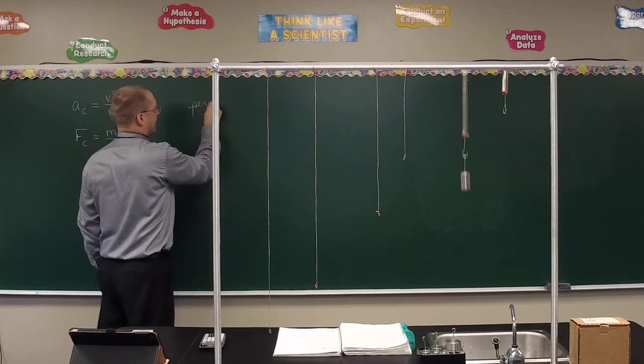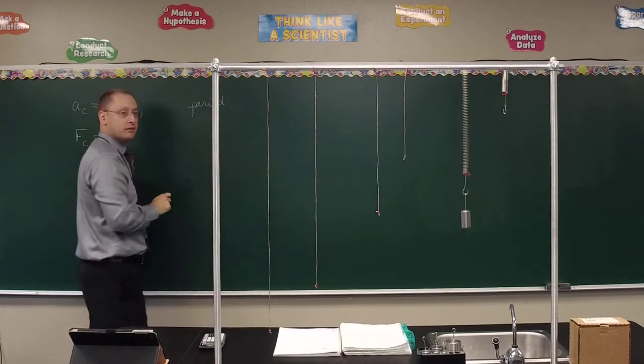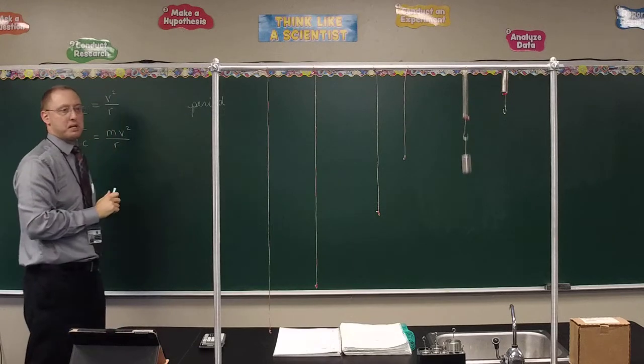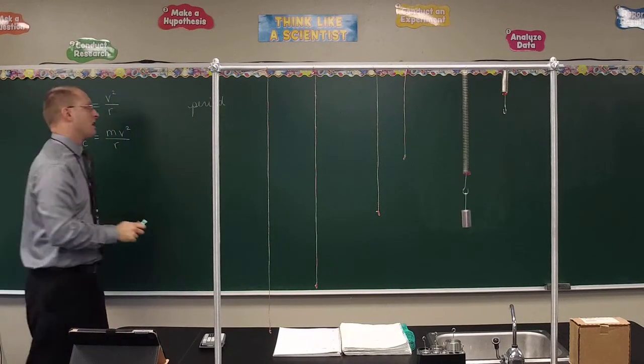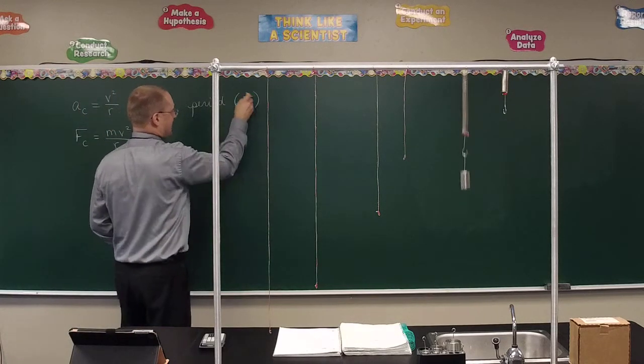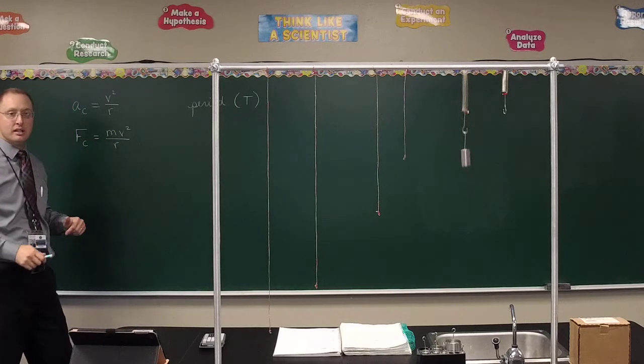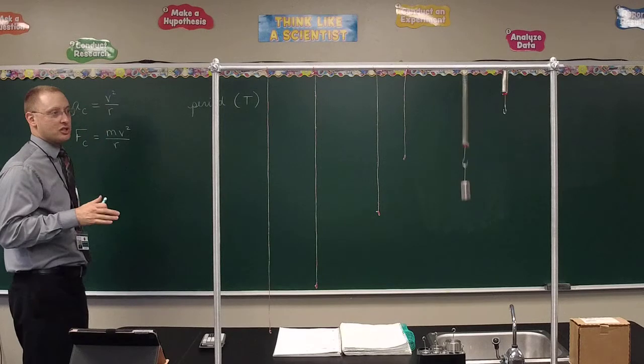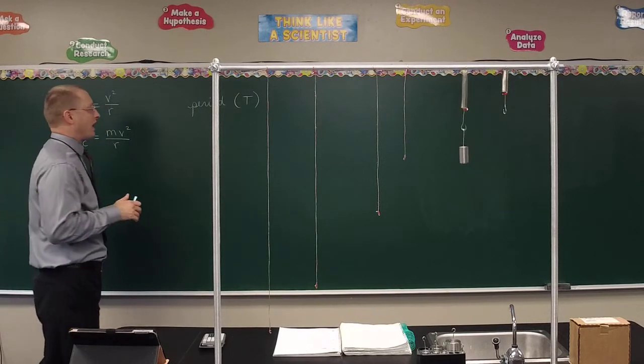How do we represent period? What letter represents period? T. Because remember, period is the time it takes. We measure period, class, in seconds, the time it takes to oscillate once. This time it's not swinging, it's just going straight up and down. That's much better. All right.